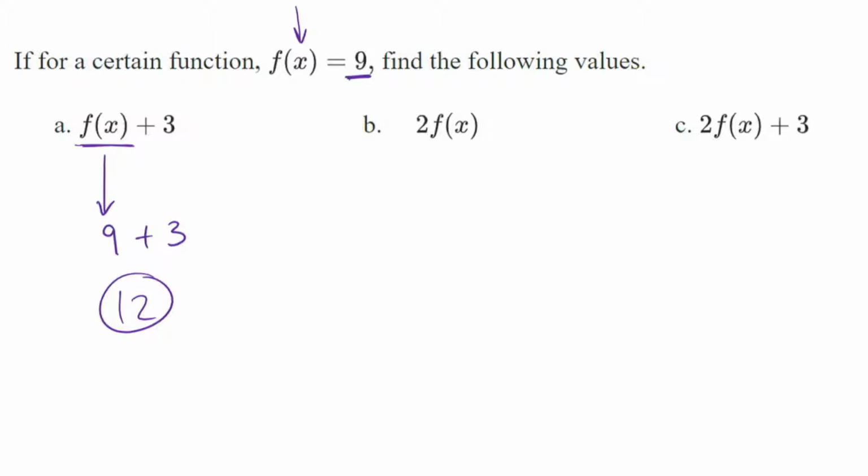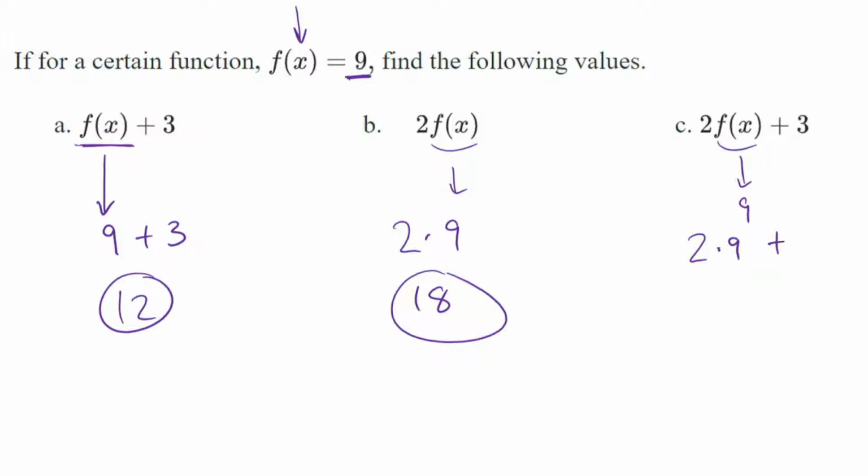Okay, the next one, it says 2 times f of x. Well, if f of x is 9, this is 2 times 9, so this is 18. And on the last one, it says 2 times f of x plus 3. Well, if f of x is the number 9, what do we have here? We have 2 times 9, and then plus 3 more, 18, 19, 20, 21. This becomes the number 21.